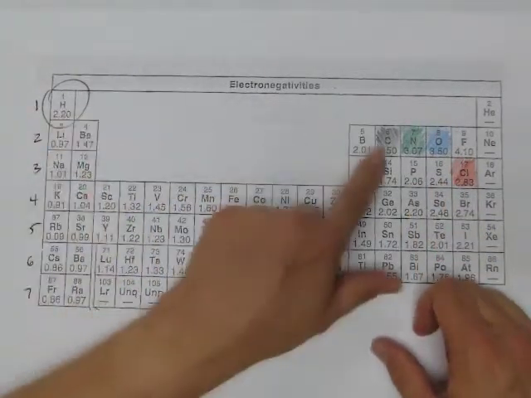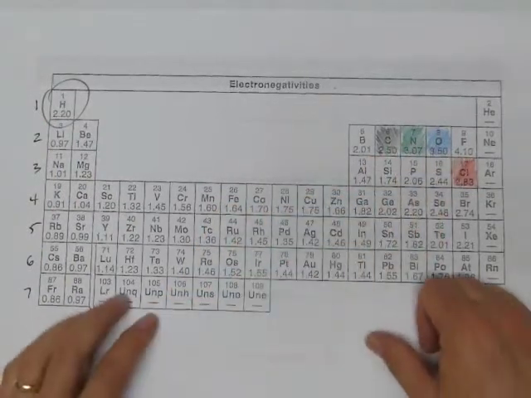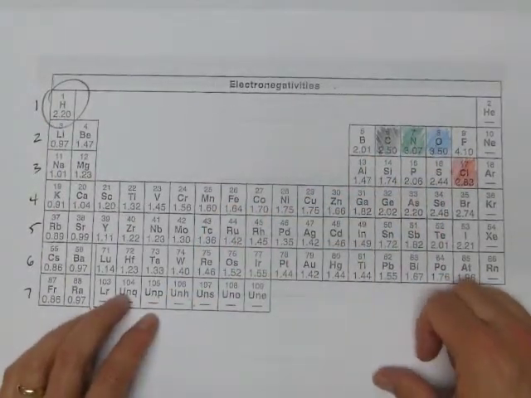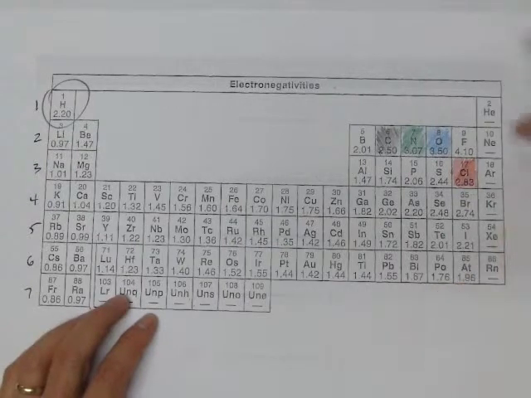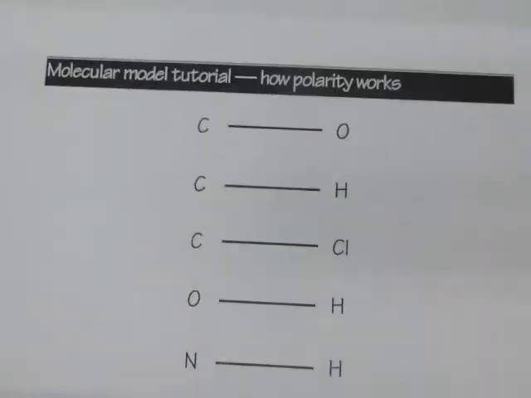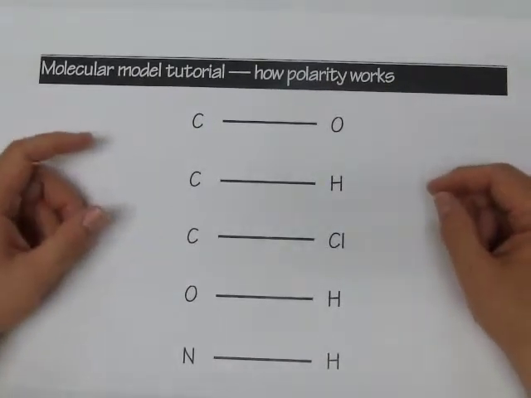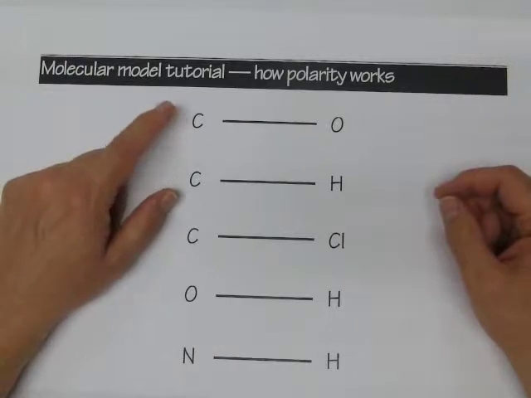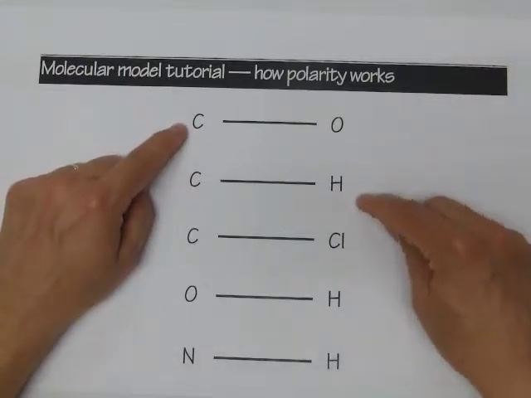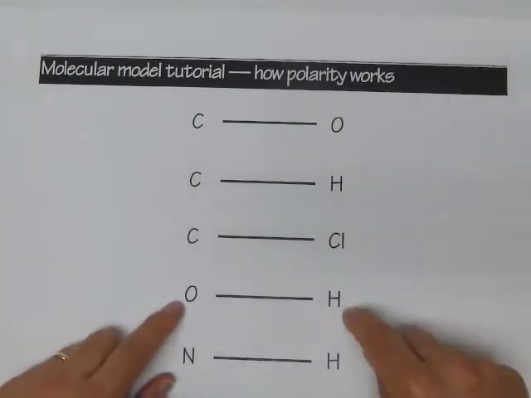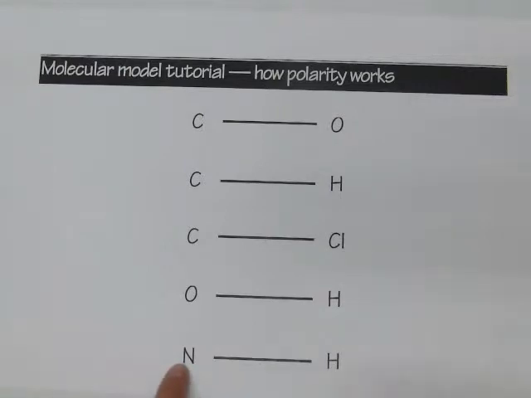Now, the elements differ in how strongly they attract electrons, and that has an effect on the way they make covalent bonds. So, when you look at the molecules we'll be working with, these are the most common covalent bonds between elements like carbon and oxygen, hydrogen and chlorine, oxygen and hydrogen, nitrogen and hydrogen. We find these bonds very frequently in the structure of many molecules.